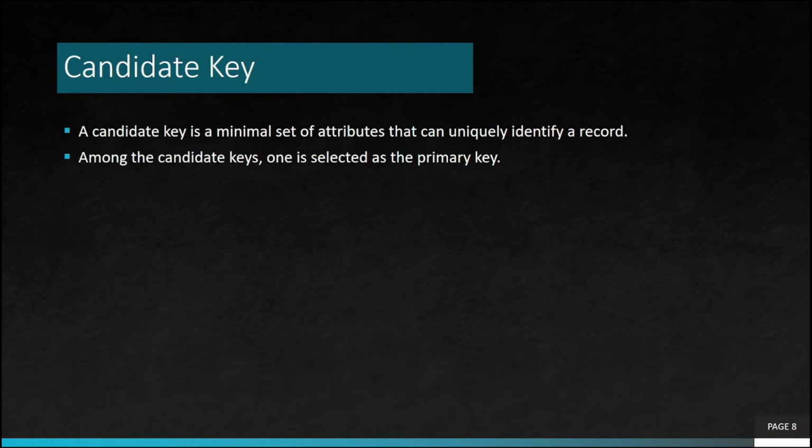And last but not least, you have the candidate key. Now, a candidate key is the minimal set of attributes that can uniquely identify a record. So typically among the candidate keys, one is selected as the primary key. So for example, a person can have an ID number, they can have a social security number, they can also have an email address, right? So all those three that I just mentioned are candidate keys. So from your candidate keys, you will select your primary key. In the next lecture, we're going to be taking a look at relational integrity rules.